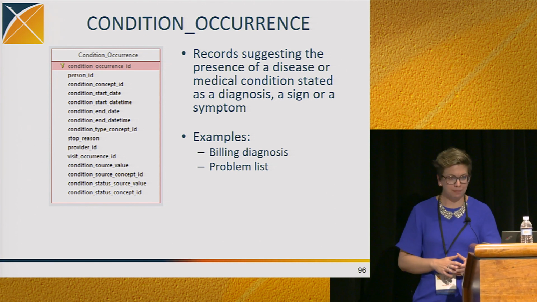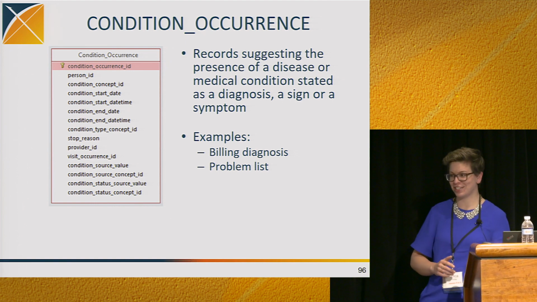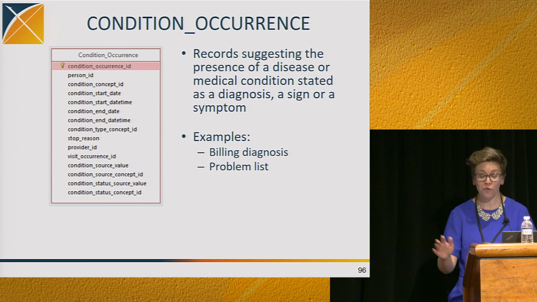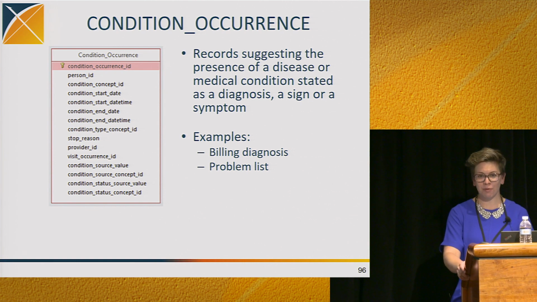So I'm going to keep going because we have about 30 minutes to get through a bit more slides. Hopefully I'll answer some of your questions along the way, like where does the diagnosis come from? So the next table we're going to talk about is the condition occurrence table. This is a table where we store when we believe that there is a presence of a disease or a medical condition, or a sign or a symptom.